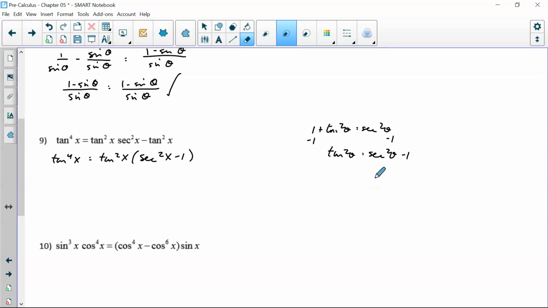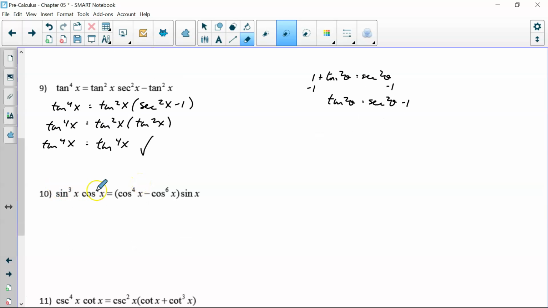So now, we still have tangent to the fourth of x on the left-hand side, and on the right-hand side, tangent squared of x times, and we can substitute in place of secant squared x minus 1, a tangent squared of x. So now, if you look, tangent squared times tangent squared, that's just tangent to the fourth of x. So tangent to the fourth of x equals tangent to the fourth of x. We got it.